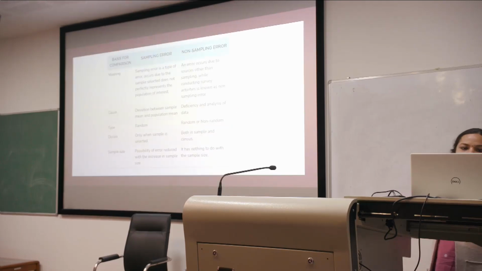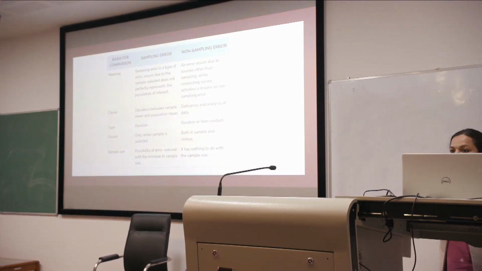Got it? So sampling error is also a very important thing. Sampling error is a type of error that occurs because the sample selected does not perfectly represent the population of interest. This is what we were talking about, right? We are not representing the population exactly. While collecting the sample itself, you are making some mistakes. That is called sampling error.